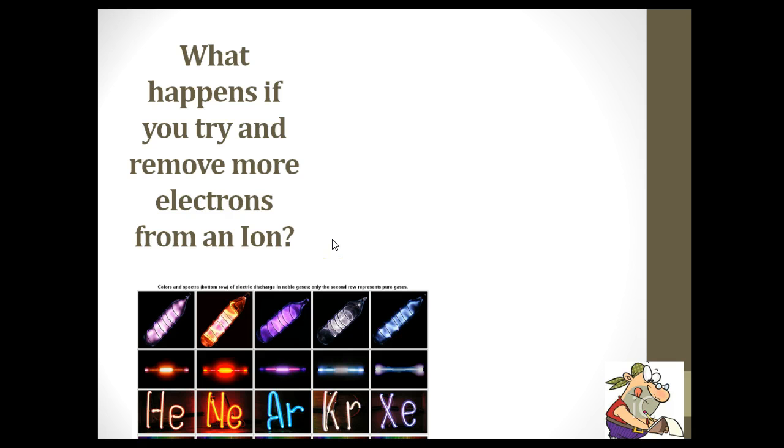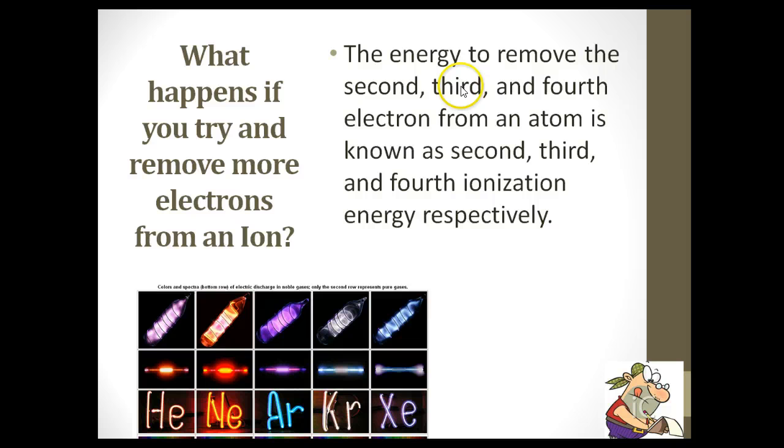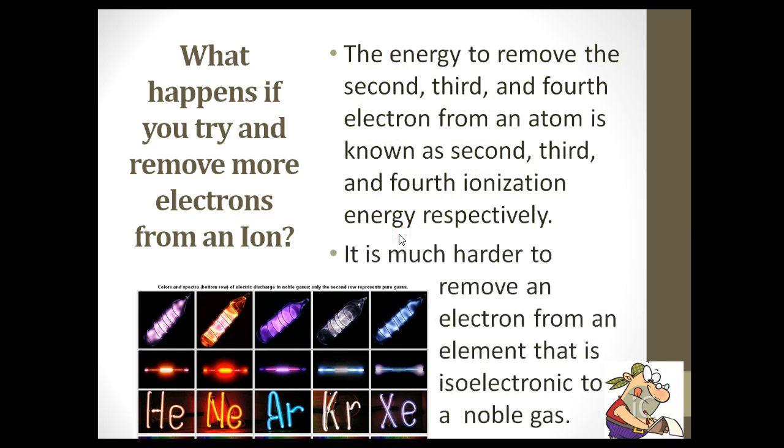Alright, now, the second topic we want to talk about was the different ionization energies. So, you have the first ionization energy, which is the energy to remove 1 electron. You also have the second ionization energy, the third ionization energy, the fourth ionization energy, and so on and so forth. And that's how much energy you need to remove a second electron, or a third electron, or a fourth electron, respectively. All right, so second ionization energy, how much energy does it take to remove a second electron?